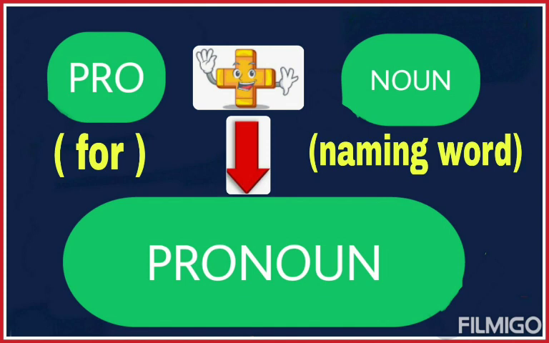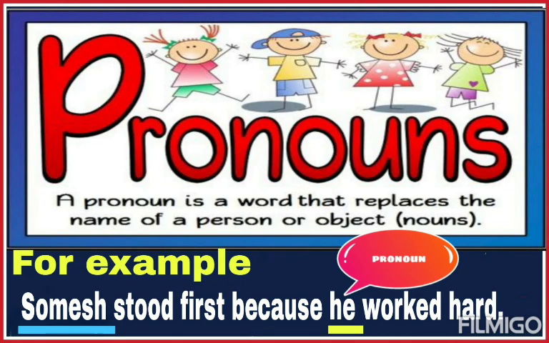It is made up of two words, pro and noun. Pro means for and noun means naming word. So the pronoun is that part of speech which is used for naming word. A pronoun is a word that replaces the name of a person or object. For example, Somesh stood first because he worked hard. In this sentence, instead of repeating Somesh, we have written pronoun he.